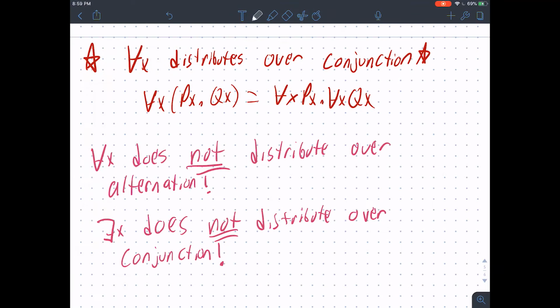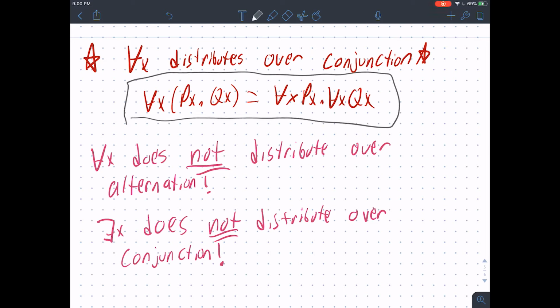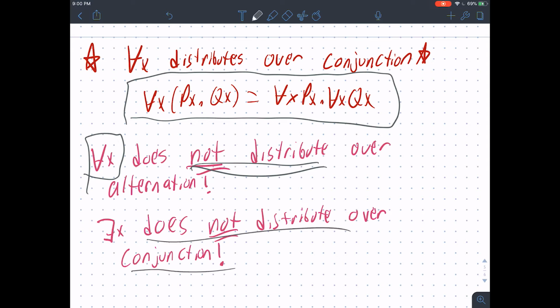And so you might wonder whether or not the universal quantifier distributes over anything. And it does. It distributes over conjunction. So what that means is, and again, this rule works in both directions, and you'll need to apply it at times. So if for every x, x is a P and x is a Q, that says the same thing as for every x, x is a P, and for every x, x is a Q. But note that the universal quantifier does not distribute over alternation, and the existential quantifier does not distribute over conjunction.